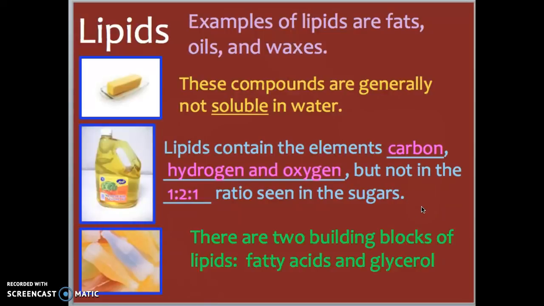Lipids are polymers. They're made up of smaller building blocks, and in this case, lipids are kind of special compared to the other three polymers because lipids are made up of two different types of building blocks. You have fatty acids that are combined with a glycerol molecule, and that's what builds a lipid.